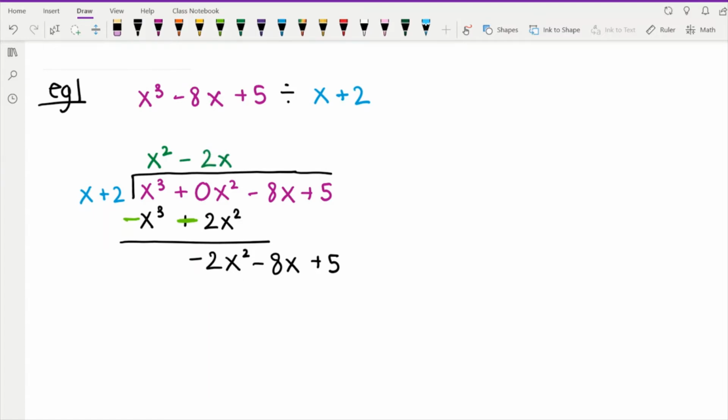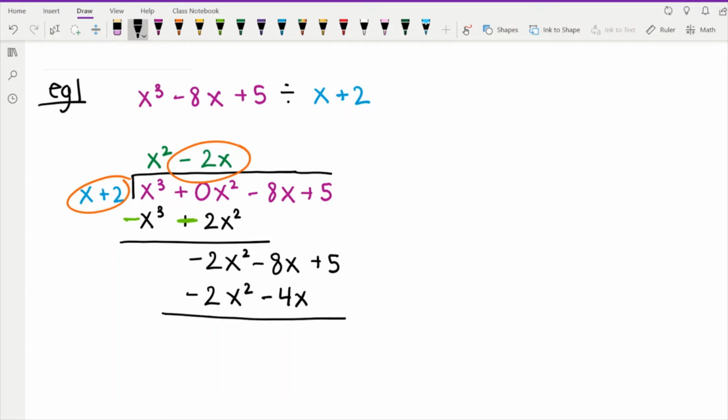And so now we take x plus 2 and we multiply it with negative 2x and we write the results below. So we get negative 2x squared minus 4x. And now we have to take that quantity and subtract it. And so that means that this is going to become plus actually, right? And this is going to become plus. So you're always just flipping the signs of the whole thing.